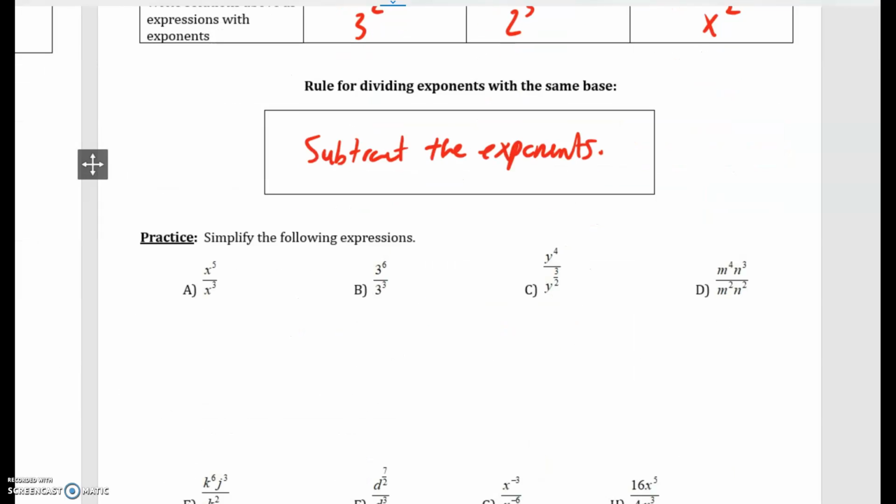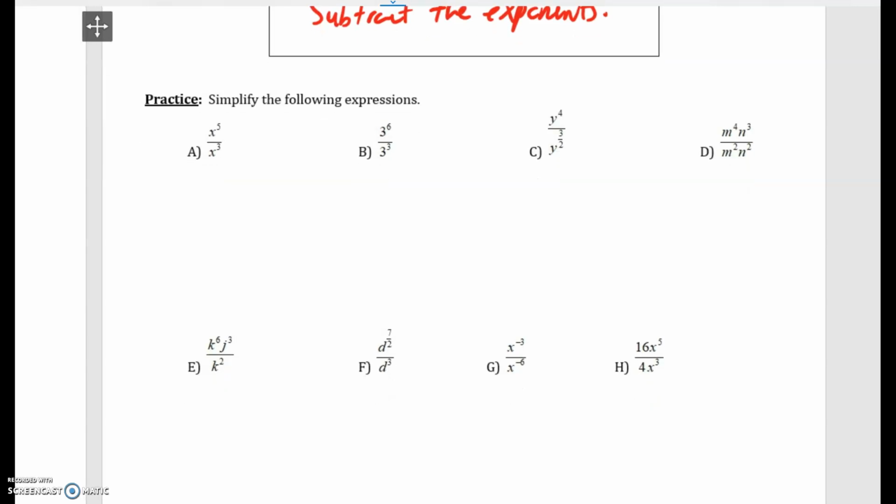All right, let's practice that rule down below. So letter A, I have the same base. The base is an x. The rule is to subtract the exponents when you're dividing. That's what we're doing. We're dividing. That's what a fraction means. So if I do x to the 5th divided by x to the 3rd, I'm getting x to the 5 minus 3, which is x to the 2nd.